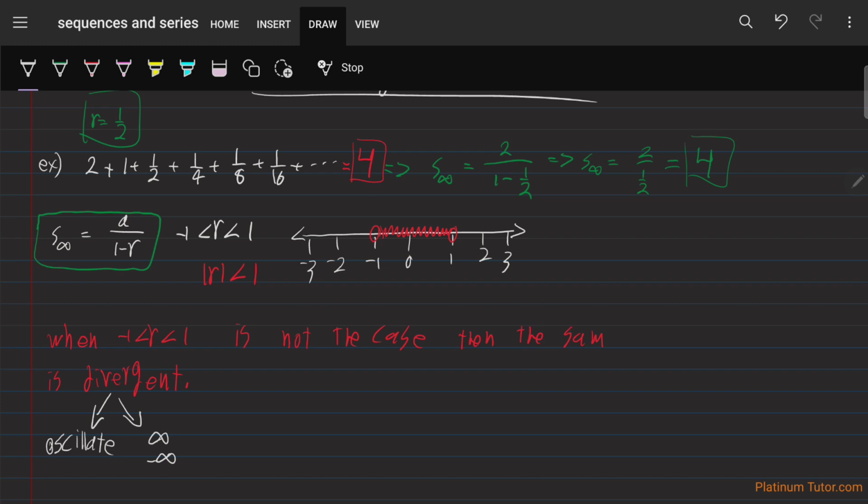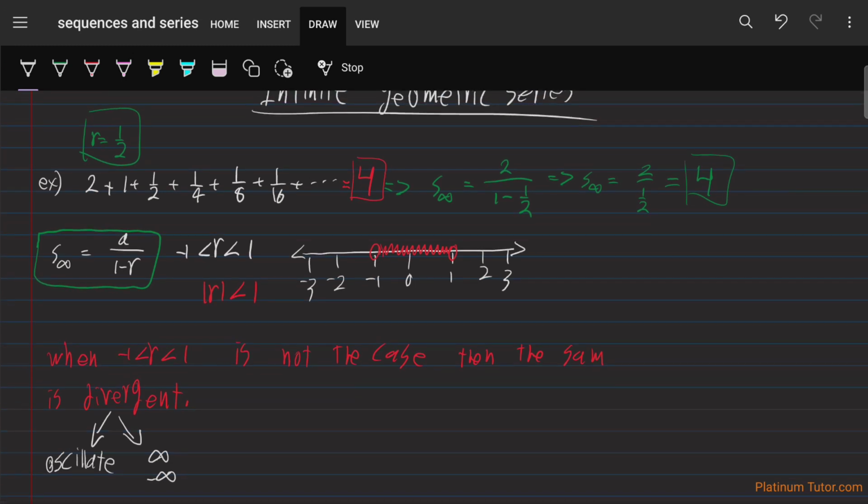The sum can either go up to infinity or all the way down to negative infinity, or it can oscillate. And in those cases, that essentially means the sum doesn't exist. We can't do anything. There is no answer. So we just leave those problems alone.